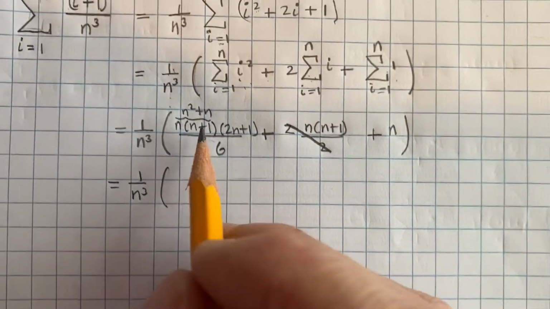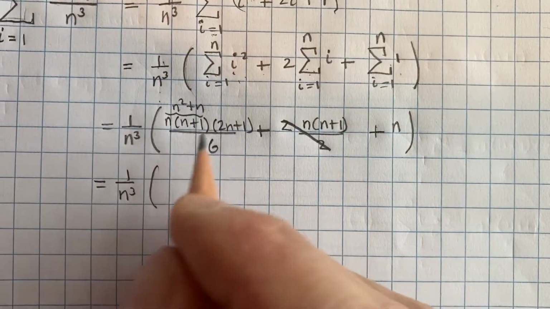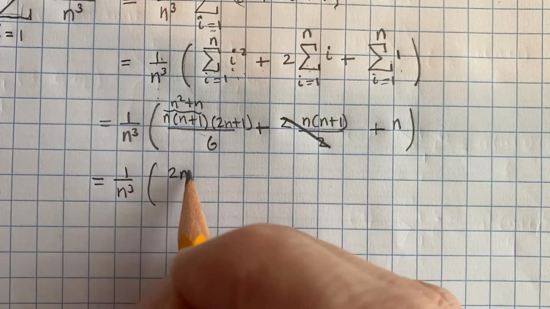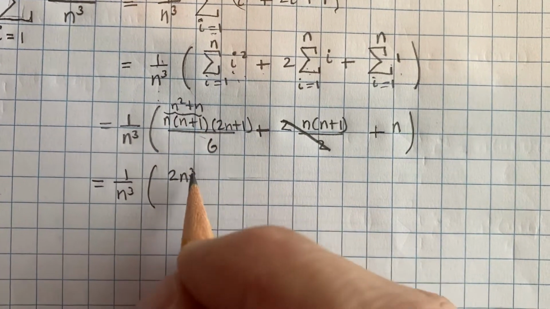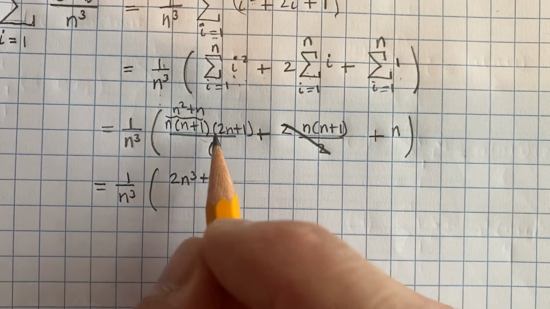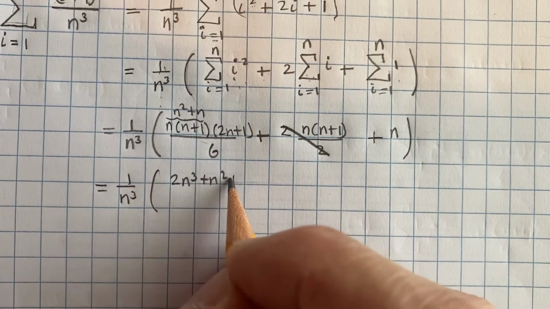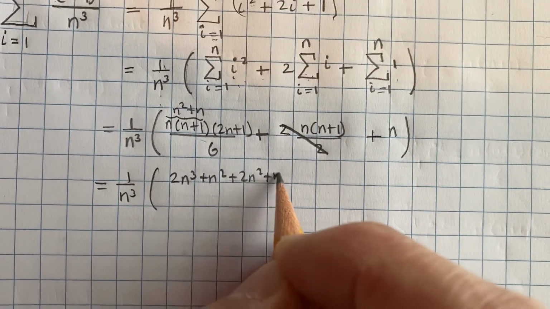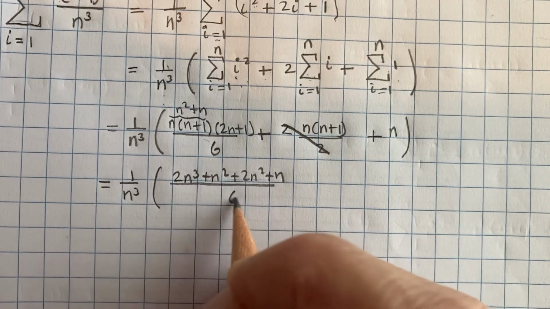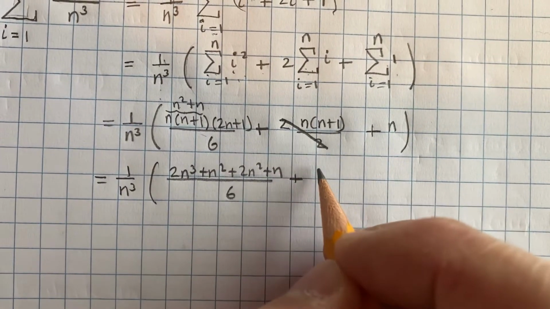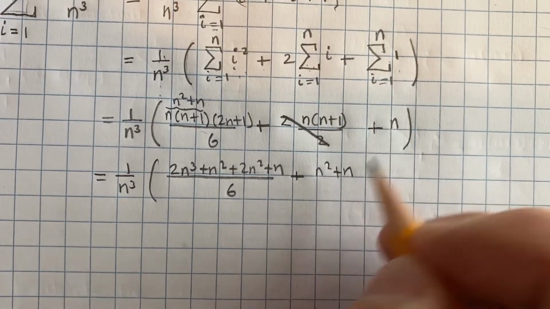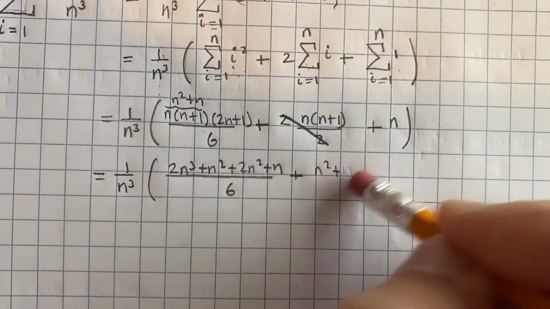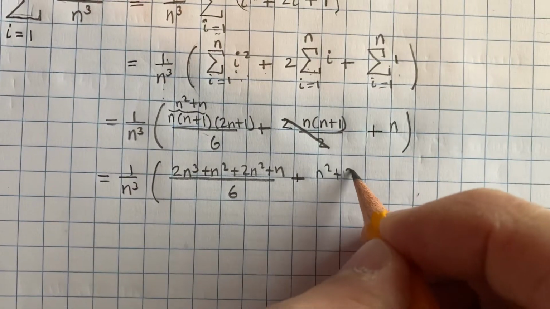let's do some foiling here, okay? So you're going to get 2n cubed plus n squared plus 2n squared plus n all over 6. This guy right here, you're going to get n squared plus n. And then if I add this n, I'm going to get 2n. So plus 2n.